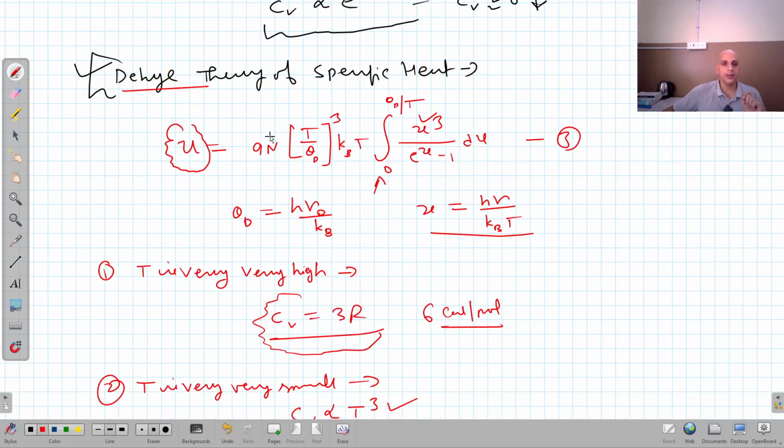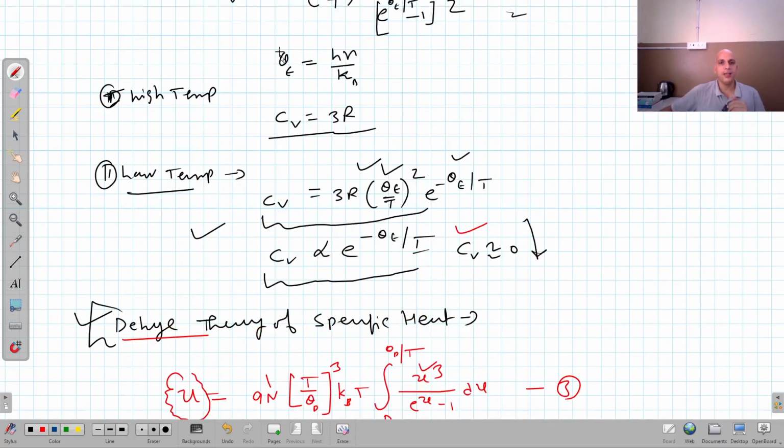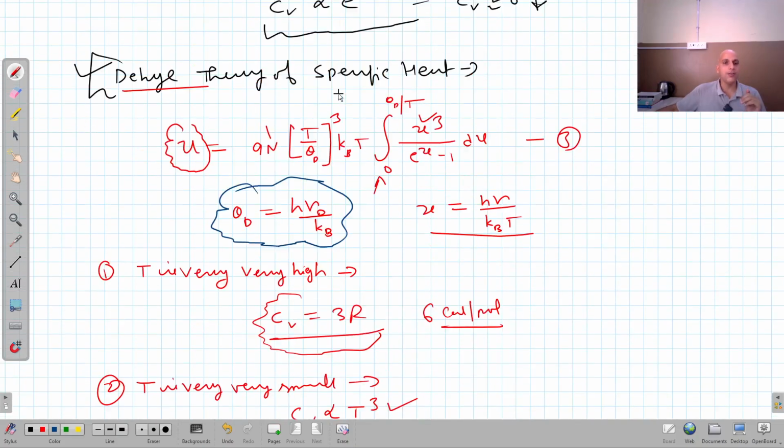Here N is the number of atoms in the crystal. We have to remember what the Debye temperature is, and this is the Einstein temperature. We have to remember the expression for that. So this is all about the Debye theory.